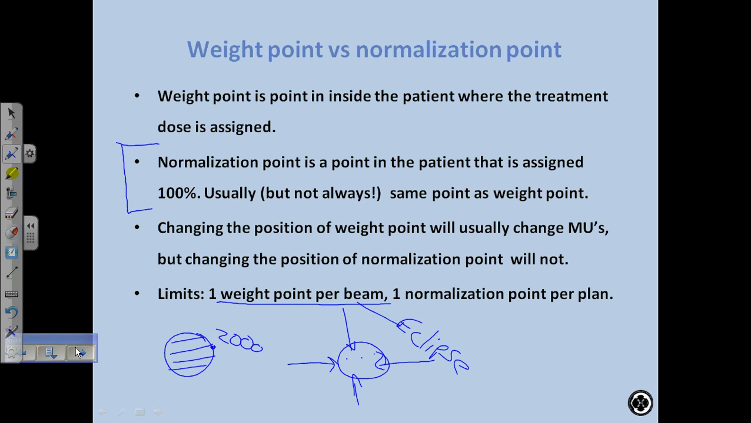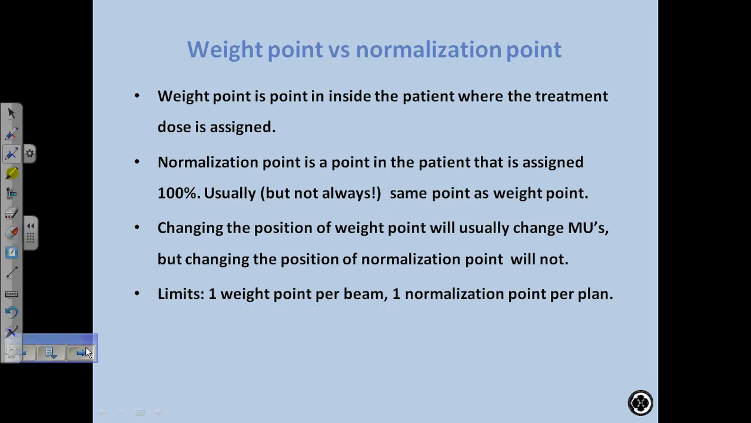Exio allows you to assign all waypoints. Well, what about normalization points? Can we assign different normalization points for the same patient, for the same four beams? No, it doesn't make sense. You can't say I want 100% here and I want 100% there. Okay, that doesn't make any sense. So we know that if we're going to normalize, it's going to be one normalization point per beam.